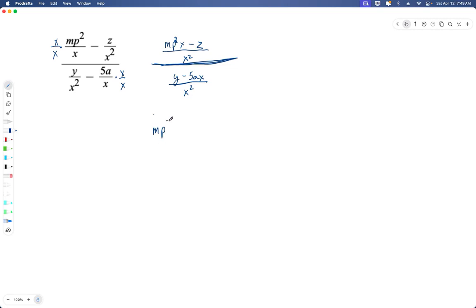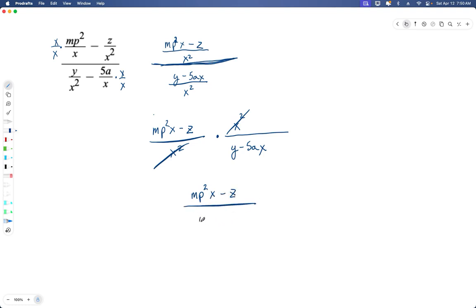So mp squared x minus z over x squared times, and now I'm going to flip the second fraction, x squared goes on the top, and y minus 5ax goes on the bottom. Well, now I can see that I can easily cancel off my x squared, and all I have left is mp squared x minus z over y minus 5ax, and that should be your solution. All right, that's what we're looking for.